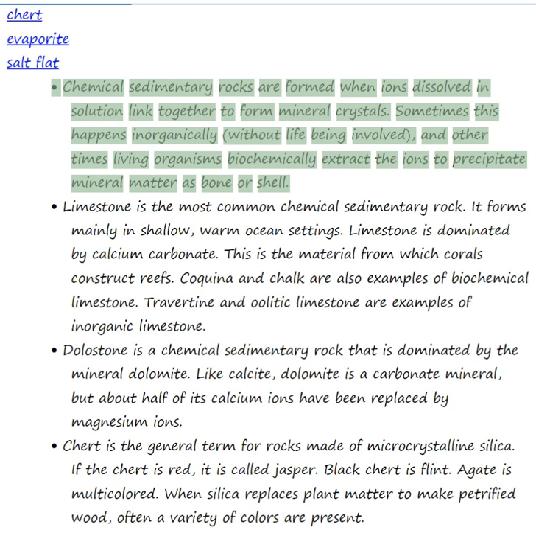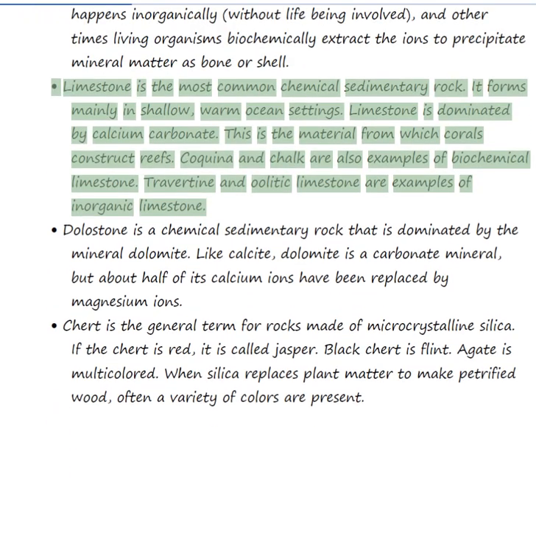Chemical sedimentary rocks are formed when ions dissolved in solution link together to form mineral crystals. Sometimes this happens inorganically, and other times living organisms biochemically extract the ions to precipitate mineral matter as bone or shell. Limestone is the most common chemical sedimentary rock.